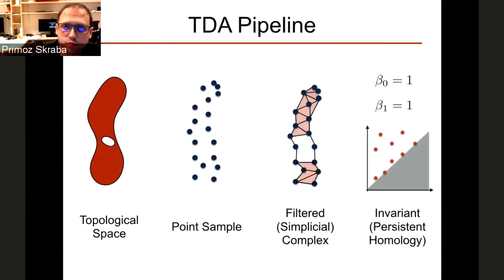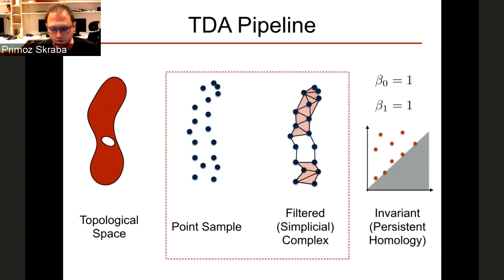I think everyone who's listening to this or watching something like this will be familiar with the TDA pipeline, how we do topological data analysis, right? We usually think of some underlying topological space that we have some sample of, and then somehow we build a simplicial complex. It doesn't have to be simplicial, but we build some complex, and then we compute invariants. Not surprisingly, here today I'm going to be talking about persistent homology. So today what I'm going to concentrate on is this step and how we go from point samples to a filtered complex.